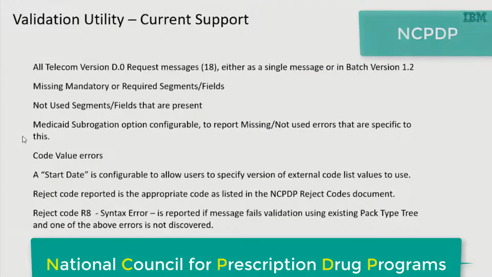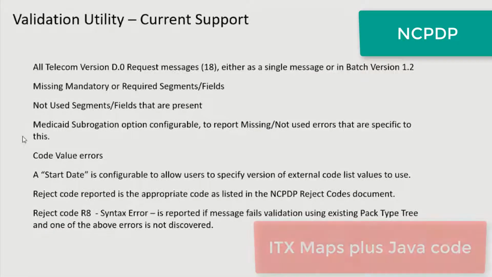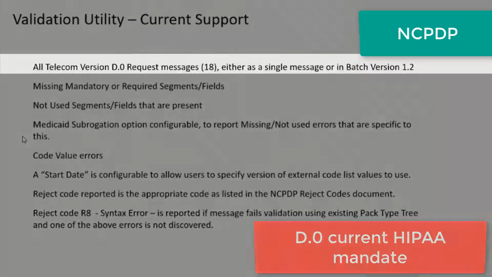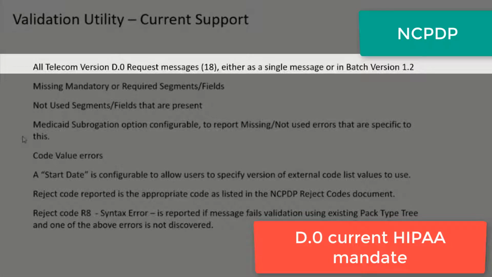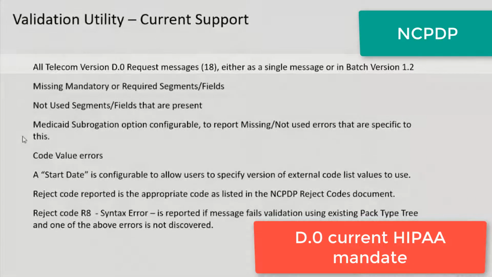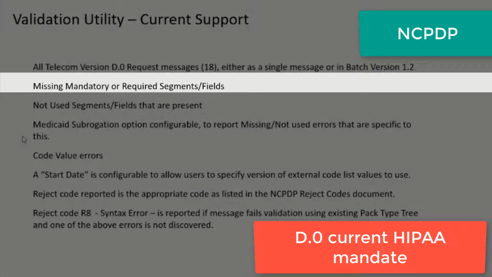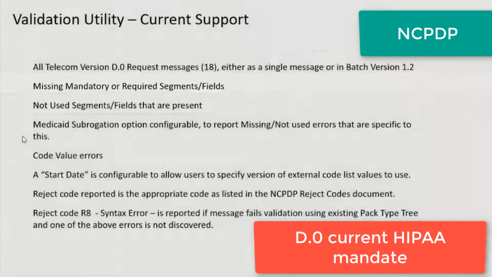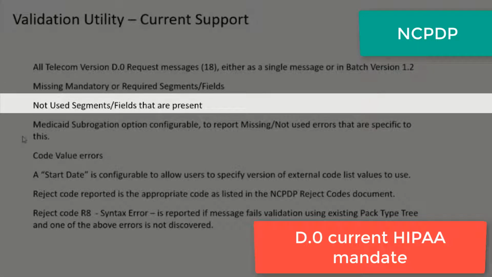So the validation utility now is a combination of maps and a Java exit. And we do support all the telecom version D0 request messages. You can run it through either as a single message or as a batch. It will check for missing mandatory or required segments and fields. If there are not-used segments or fields that are present, it will report those.